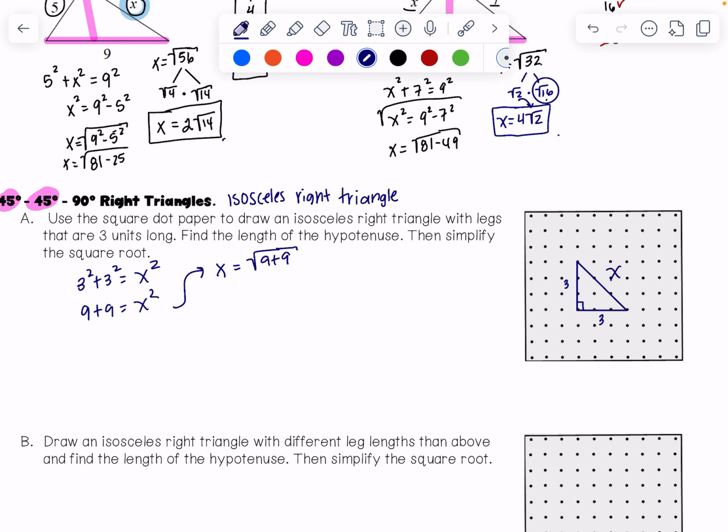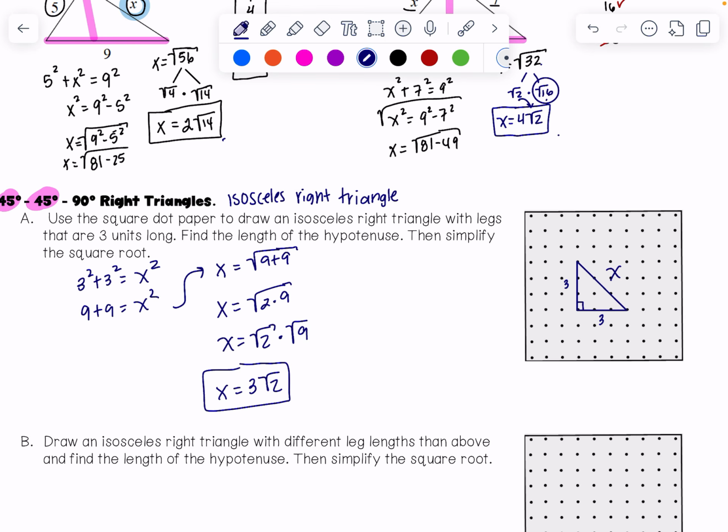I can actually add these and make it 18, or I can think about 9 plus 9 is the same thing as x equals the square root of 2 times 9, because we know that repeated addition is just multiplication. I have 2 9s. I like this way because now I can see this is x equals the square root of 2 times the square root of 9. Well, we know the square root of 9 is 3, so we have x equals 3 square root of 2.